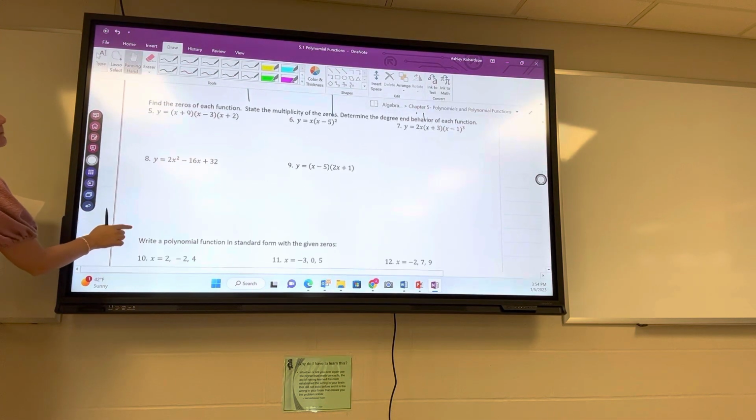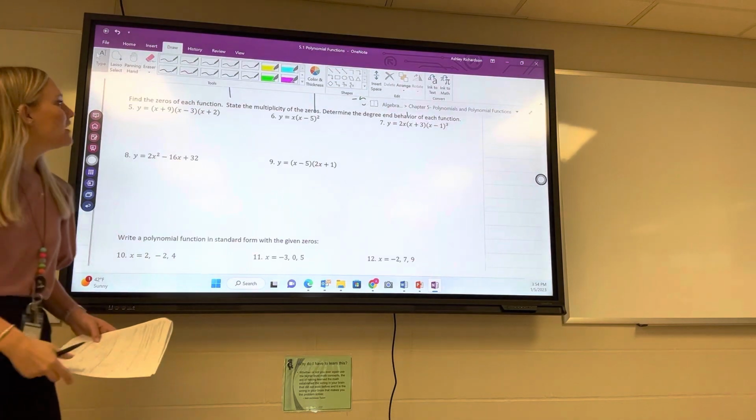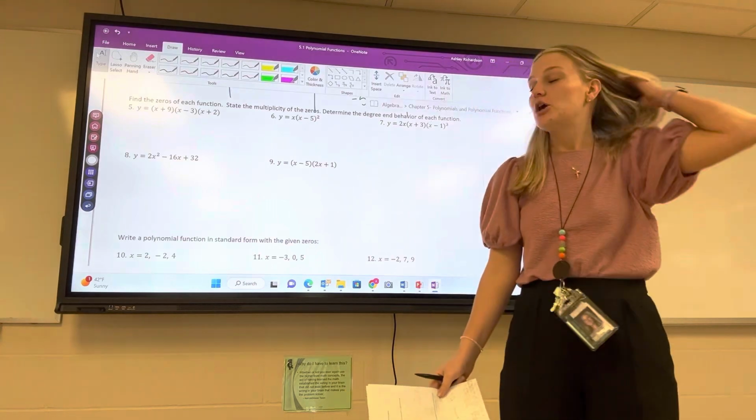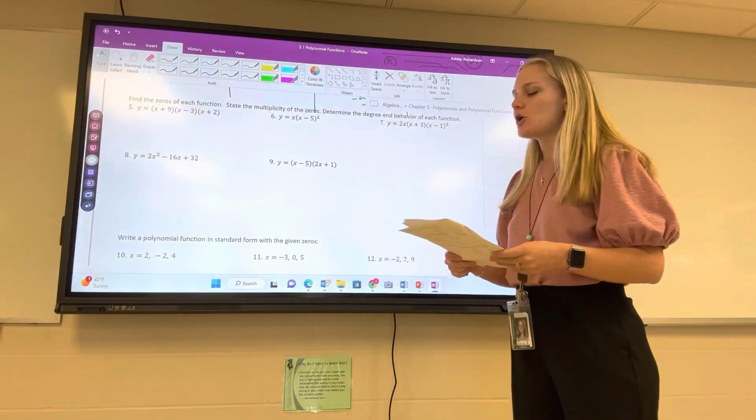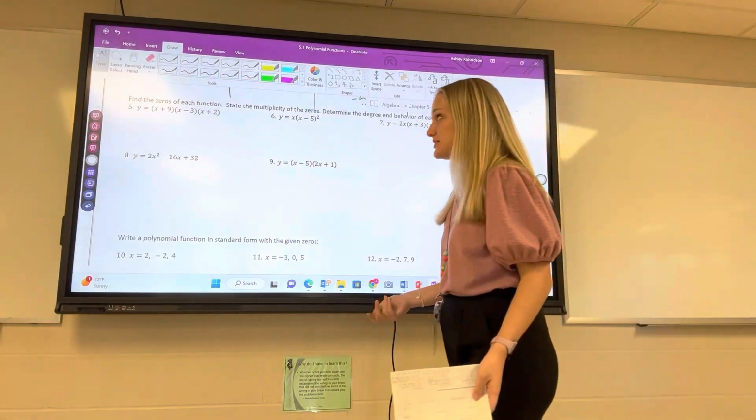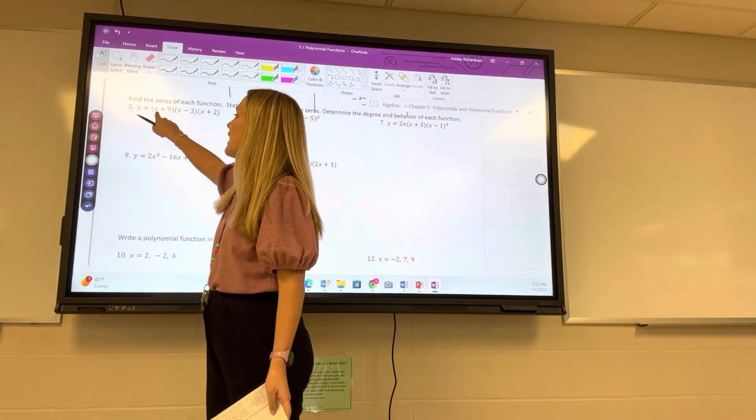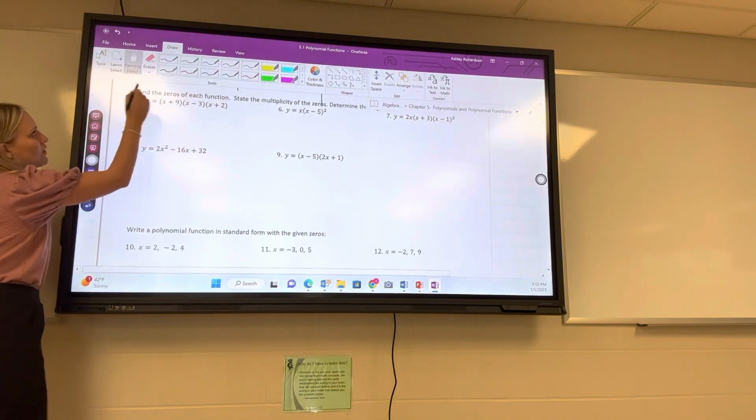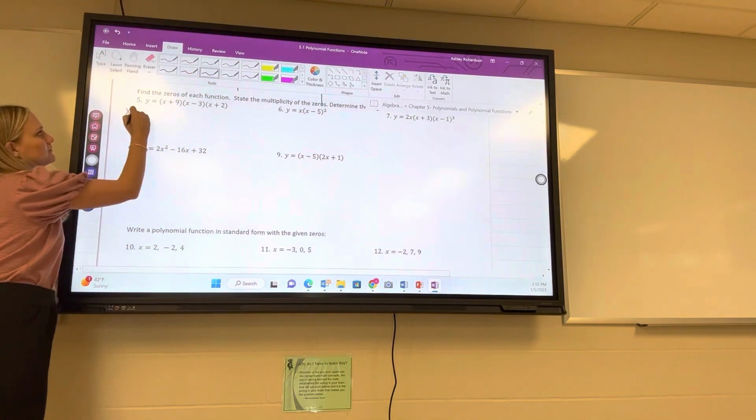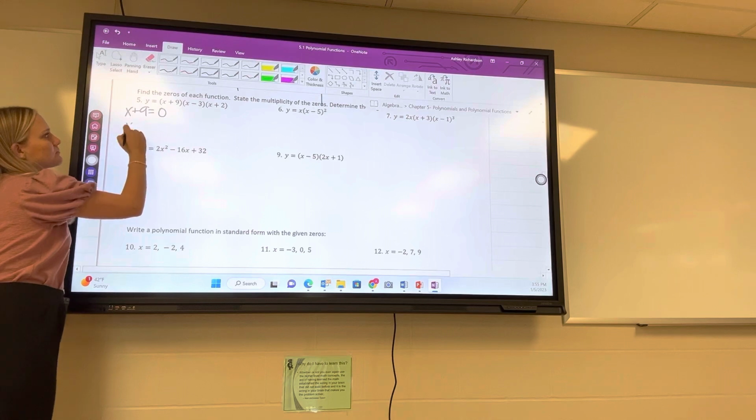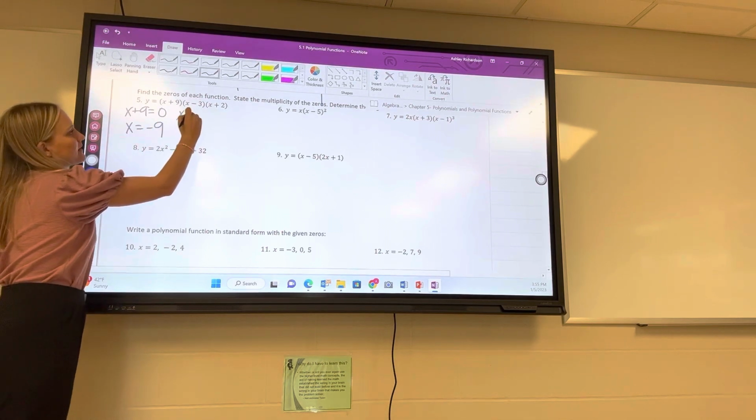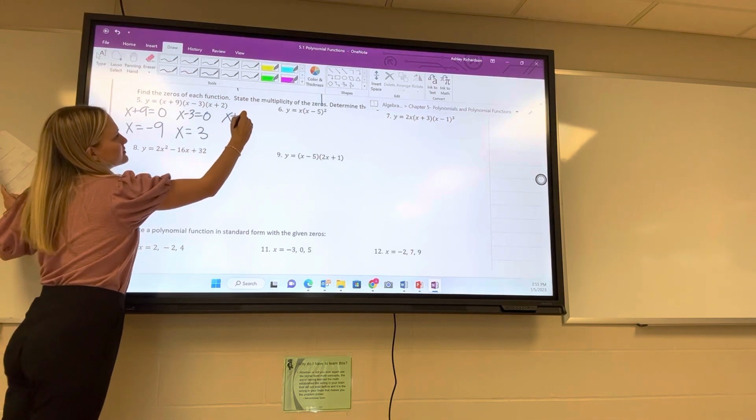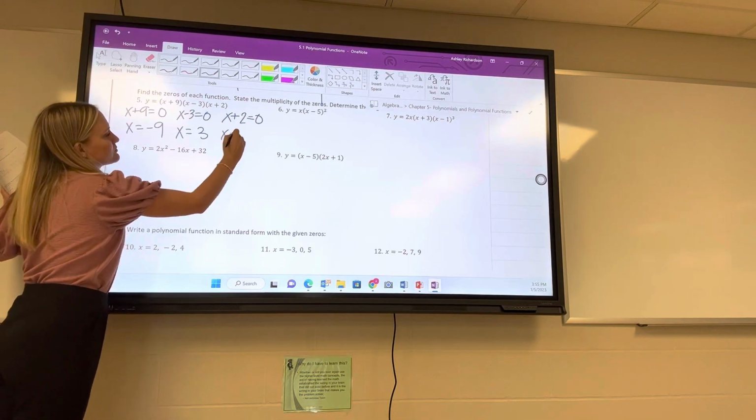If we are finding the zeros, all we have to do is set each thing equal to 0. So x plus 9 equals 0. Well, if x plus 9 equals 0 and I'm solving that, then x would be negative 9. If x minus 3 equals 0 and I solve that, x would be 3. If x plus 2 equals 0 and I solve that, x would be negative 2.